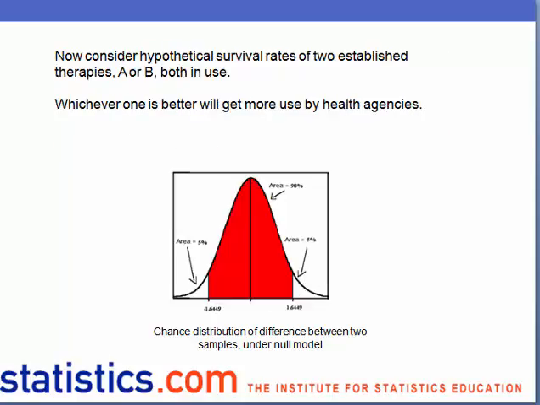Consider another case where we have two established therapies, A and B, both already in use. And you do an experiment to see which one does better. And whichever one does do better will get more use by health agencies. So in this case, it doesn't matter which one does better. We're going to go forward with that recommendation. If A does better, we're going to go with A. If B does better, we're going to go with B.